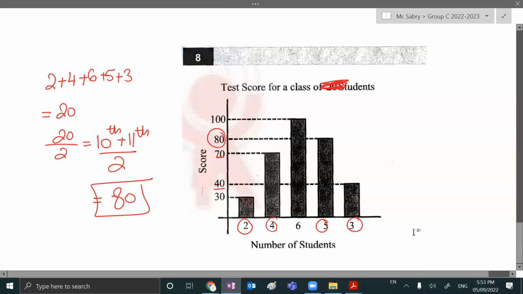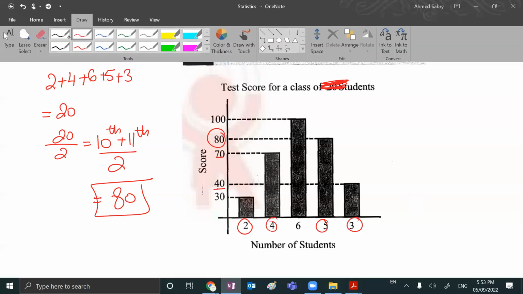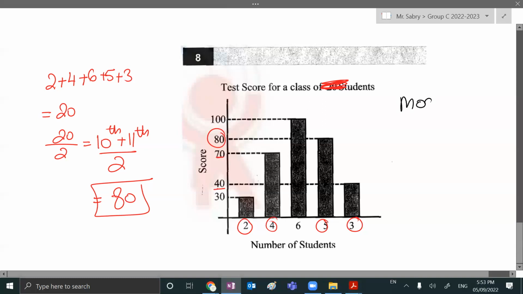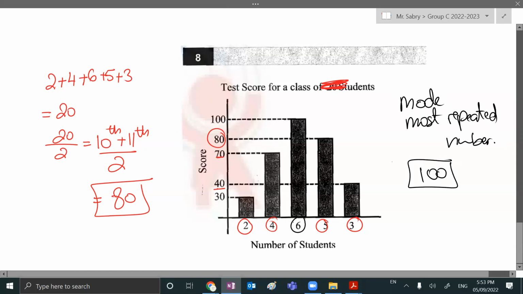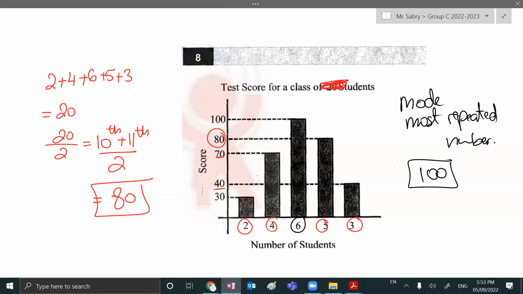One, and then the mode. What do you think? Which of those is the mode? The mode is the most repeated number. The score is 100. Exactly. The score of 100, that's the mode, because it's repeated 6 times. I can have 2 modes normally. Yeah, it's okay to have 2 modes. I can have 2 numbers repeated the same number of times, and then I'll have 2 modes. It's okay.